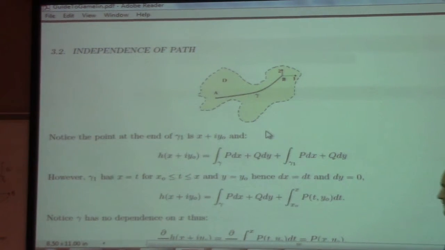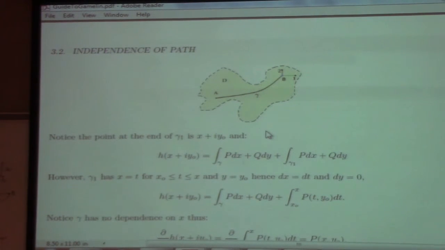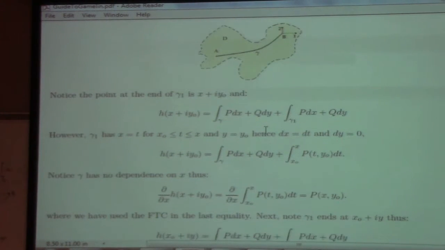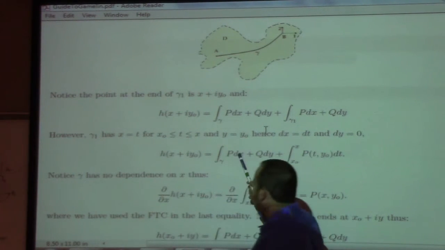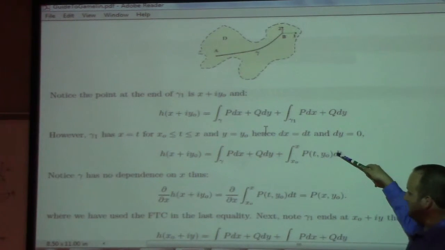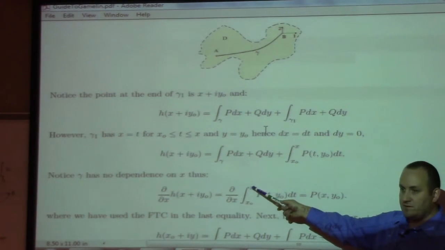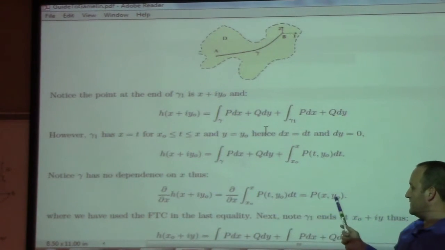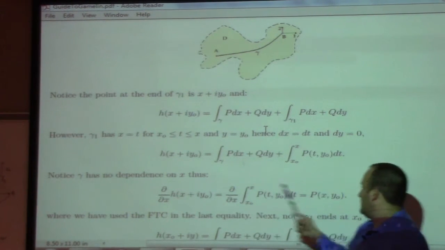Okay, so then if I want to calculate the partial derivative with respect to x, I can use that expression to do it. Since gamma has no dependence on x in this setup, when I partial differentiate this with respect to x, that's just 0, and you're just left with this piece. But if you take the partial derivative of an integral with a variable bound, fundamental theorem of calculus part 1 tells me that's just p, and I plug in x like that. And so there you have it. Partial h partial x is equal to p.